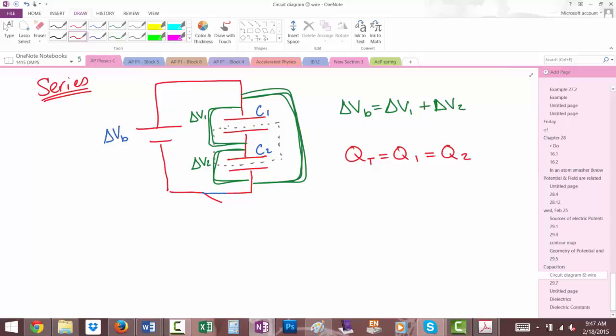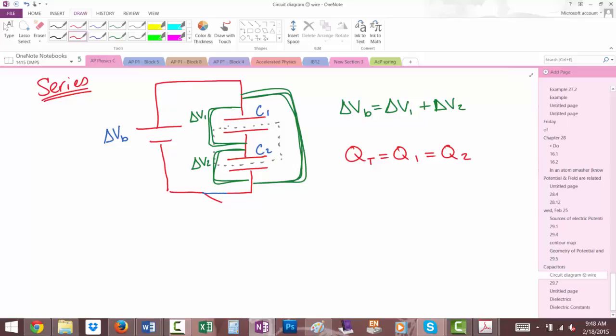Because if the middle part's zero, then all the positive charge is on the plate. When we talk about the charge stored, we're just talking about a magnitude, right? So this plate has positive charge. This plate has negative charge. This plate has positive charge. This plate has negative charge. The positive and negative here will always be equal by definition because of the capacitor. If they're in series, the amount here and the amount here must be the same. Is that okay with you?